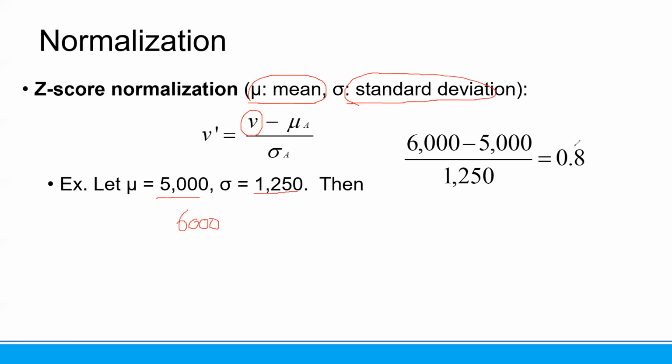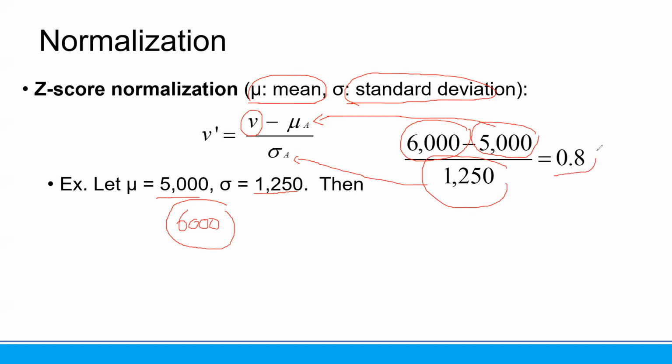Then we can use this formula. 6000 is the value that I want to change, minus 5000, which is the mu of the data, divided by the standard deviation of the data. So we get the normalized value, which is 0.8. So we call this the normalized value.